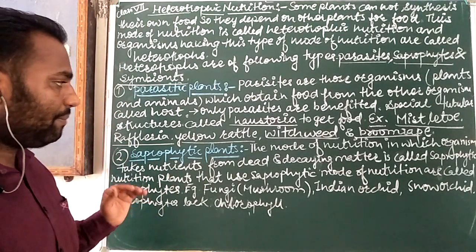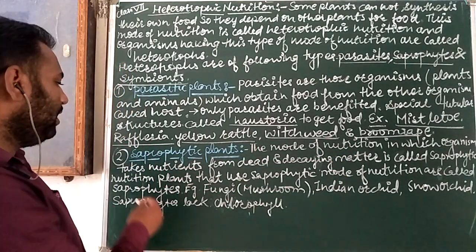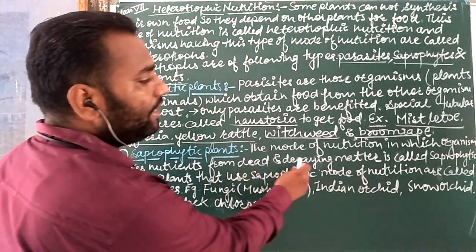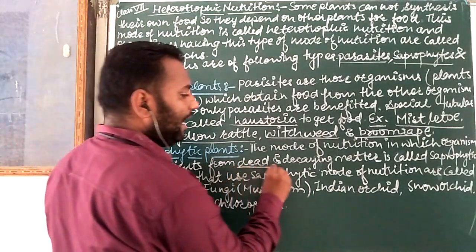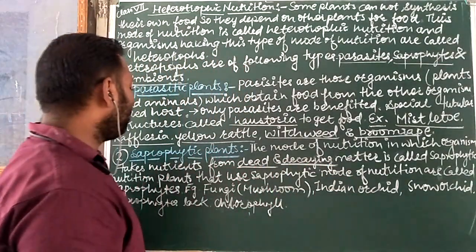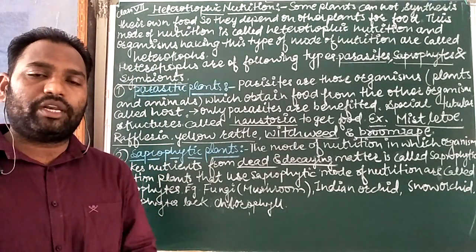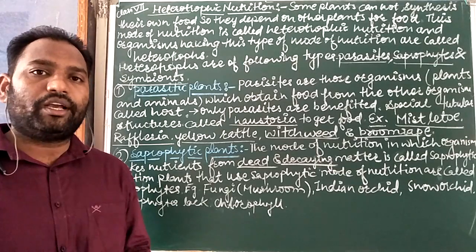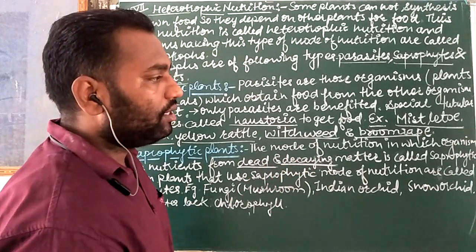Next are saprophytic plants. What are saprophytic plants? It is the mode of nutrition in which the organism takes nutrients from dead and decaying matter. Important: dead and decaying matter. Sapro means rotten matter or organic matter which is going to be decomposed. So dead and decaying matter is called saprophytic.